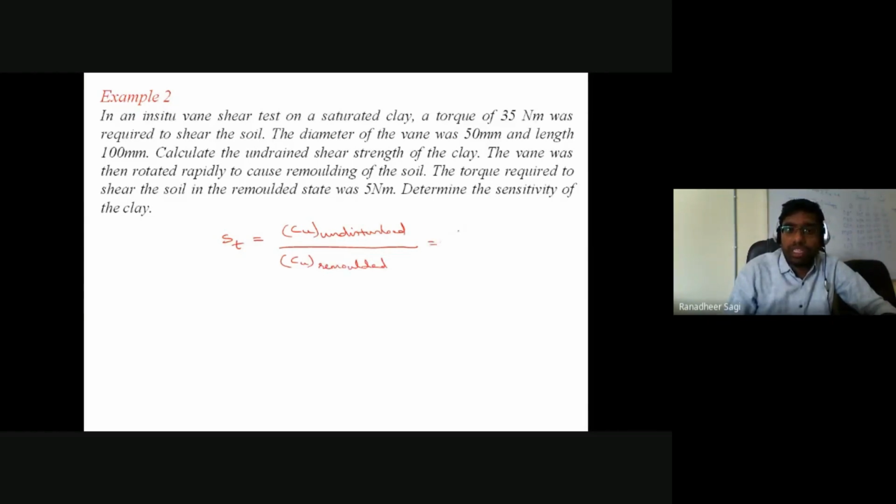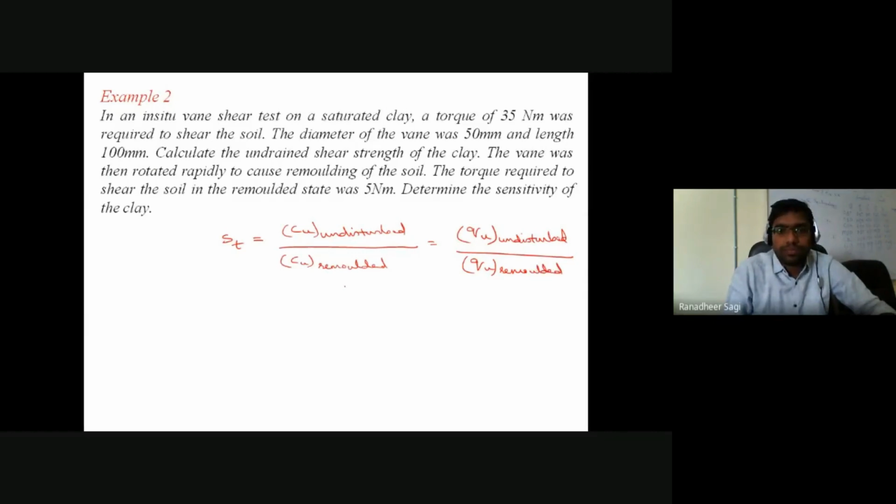I can also define this in terms of the unconfined compression strength, because sensitivity is sometimes not represented only in Cu terms, it can also be represented in terms of the unconfined compression strength. Where did we come across this word? In the case of the UC test. So it is the unconfined compressive strength of the soil in the undisturbed state to that of the unconfined compressive strength of the soil in the remolded or disturbed state. How did we write down this second expression?